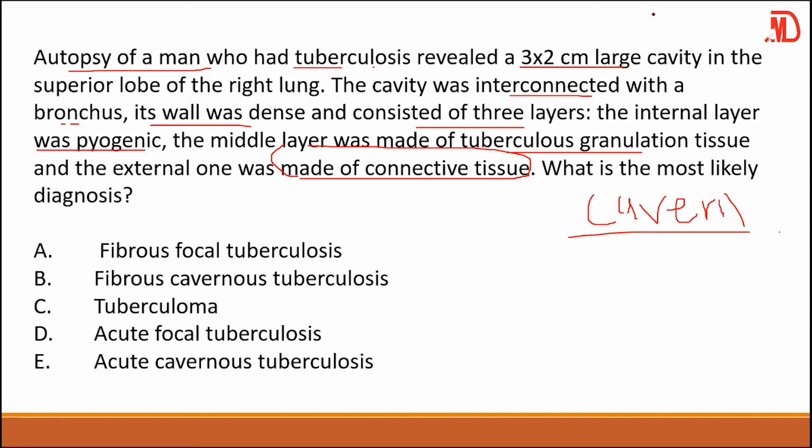But over here, they said the person has a cavity present. And again, the internal layer is what? Pyogenic. And look at the external layer: connective tissue. That means fibrous tissue. Connective tissue is made up of fibrous tissue, isn't it? So over here, your answer should be fibrous cavernous tuberculosis. I think I've discussed some of these things in one of our presentations, so please do well to look them up. Check them up.